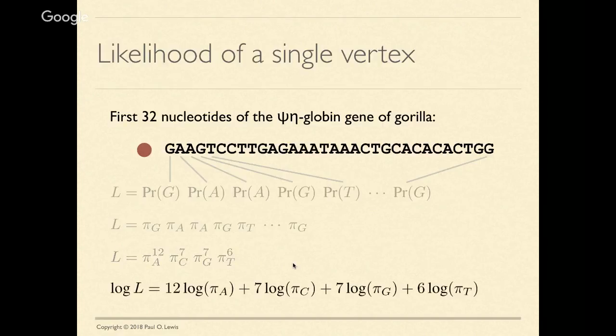The natural logarithm of a product of numbers equals the sum of the log of each term. So the log likelihood is just the sum of 32 terms. Here I've scrunched the 32 terms down to just 4 terms, each of which is the number of sites having a certain nucleotide state times the log of that nucleotide state's frequency. So this 12 times the log of pi A is, of course, just the same as taking log of pi A and adding it to itself 12 times. So we end up having 32 terms here, even though I've condensed it down to just what looks like 4 terms.